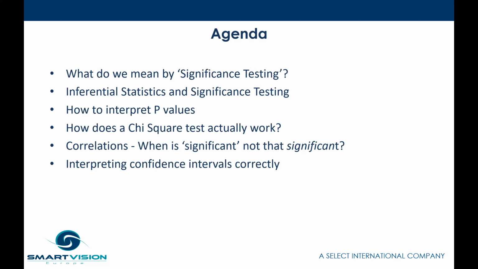We're also going to look at correlations, which give us an important lesson on when something is significant, but not that notable, not that significant in the general sense. And lastly, interpreting confidence intervals correctly, just because it's a commonly misinterpreted statistic and it relates directly to significance testing, i.e. finding, to use the term, significant differences between groups.